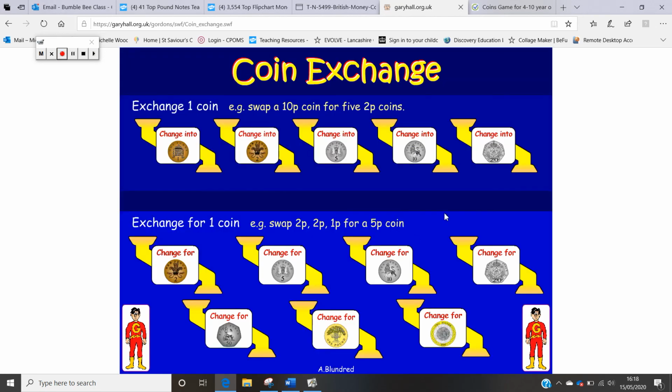So have some fun with that. Have a go at all of the machines and see how you get on exchanging your coins, and let me know how you've got on. Well done, everyone.